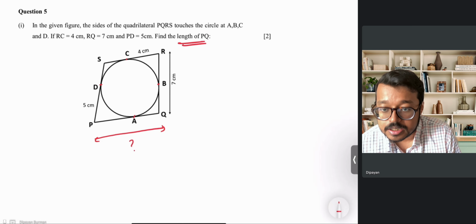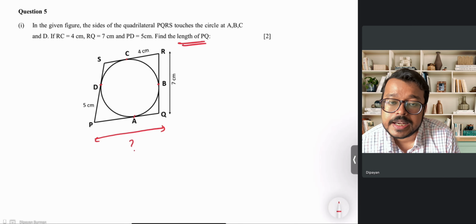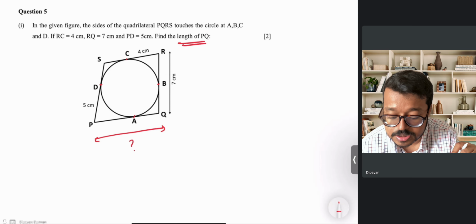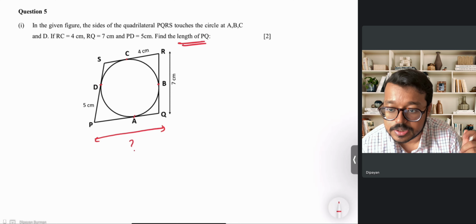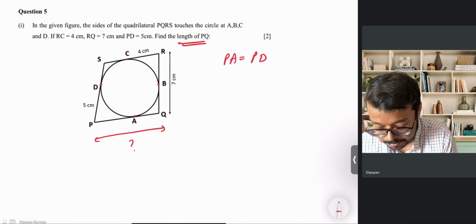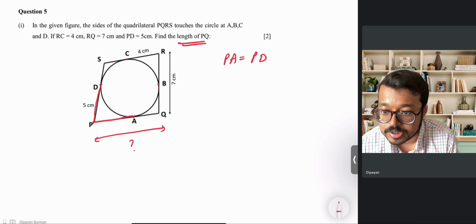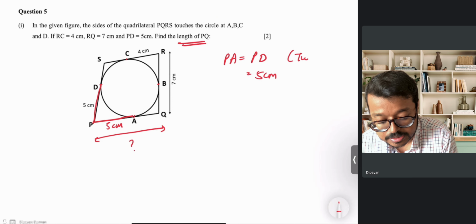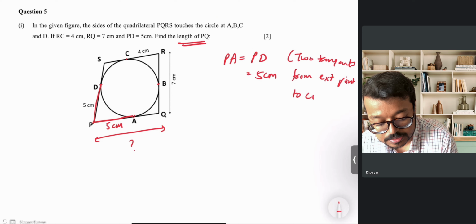Okay, so let's use the theorem that the lengths of tangents from an external point to the circle are equal. So I can draw two tangents from an exterior point to a circle, and those two tangent lengths will be equal. So I can say that PA will be equal to PD. PA and PD are tangents from exterior point P. So PA will be 5 centimeter. Two tangents from external point to circle are equal. That's the reason.